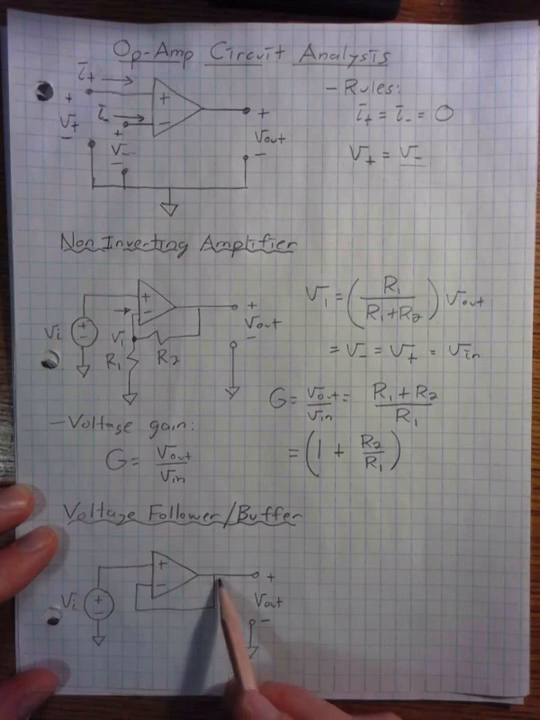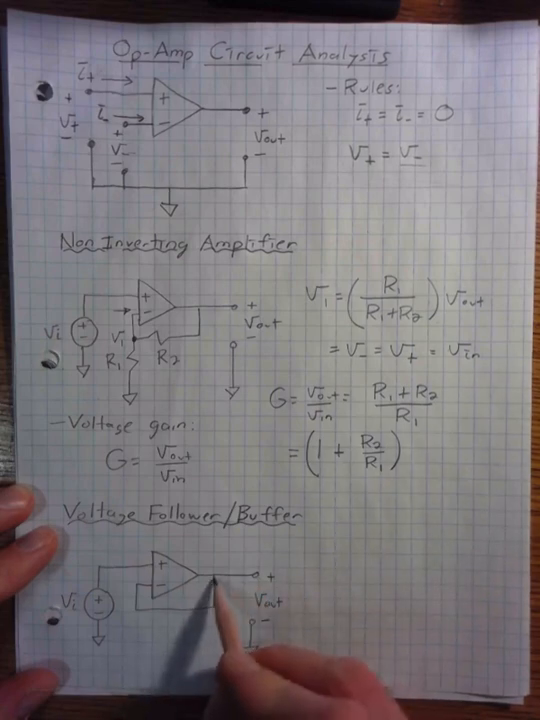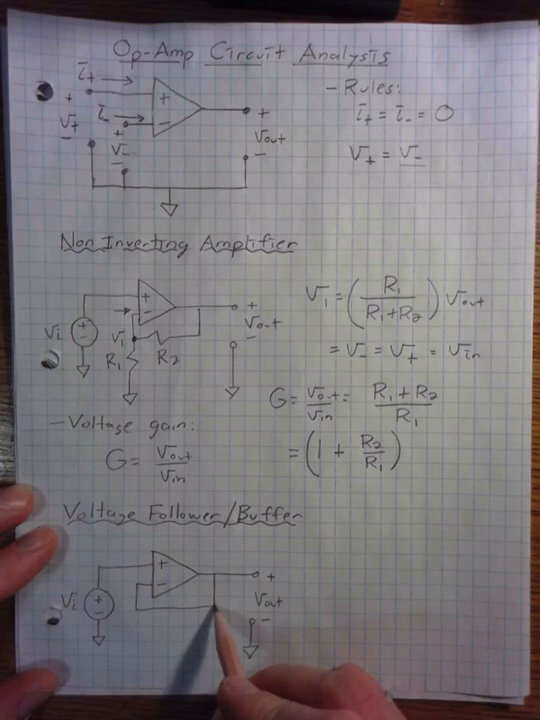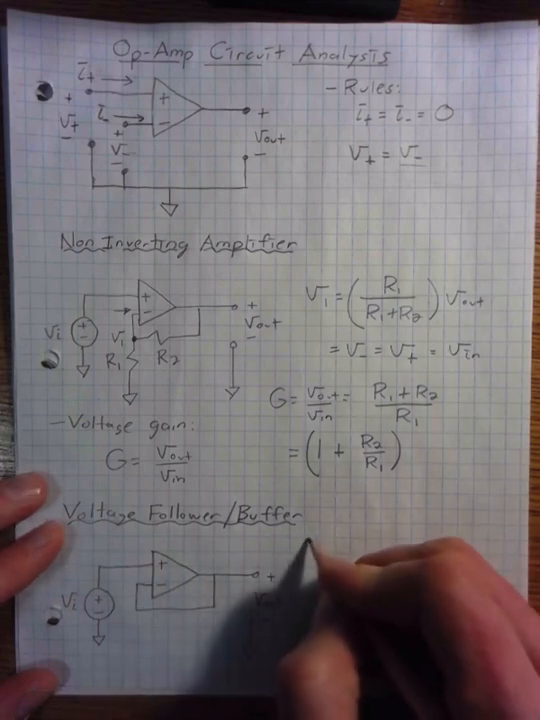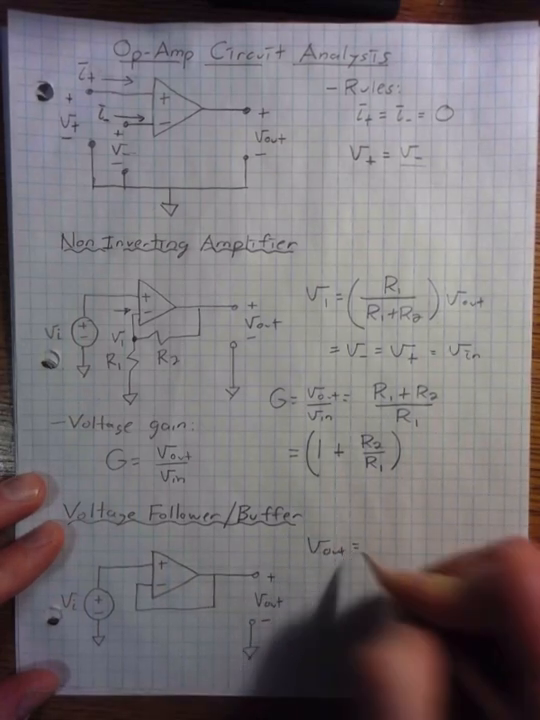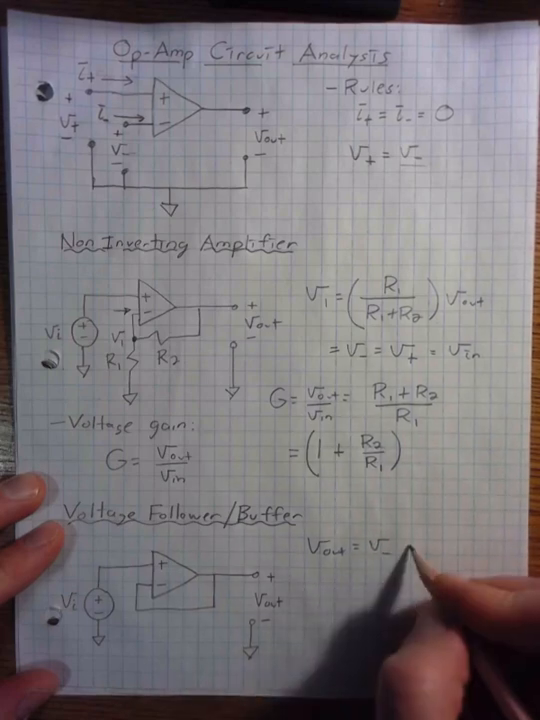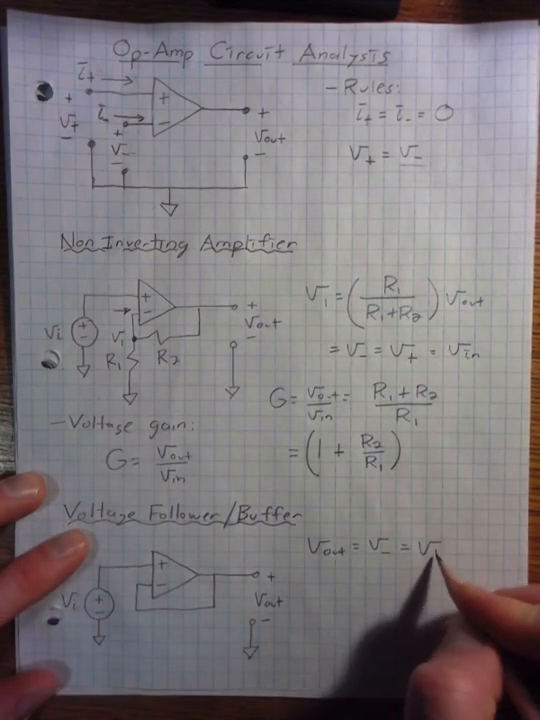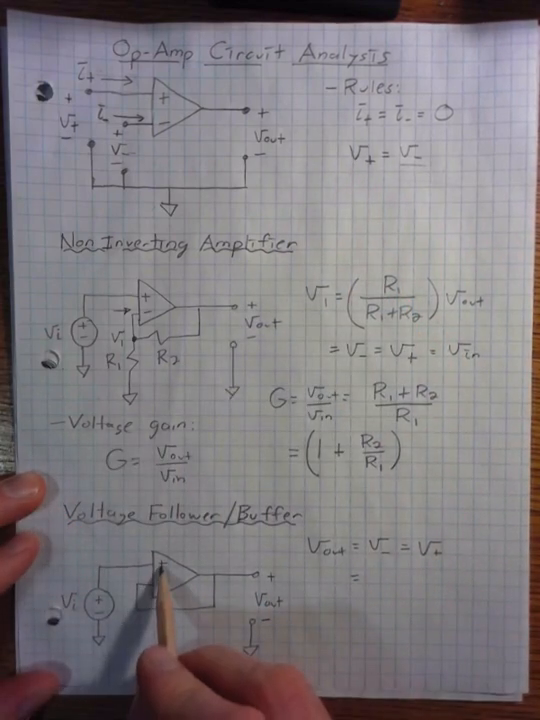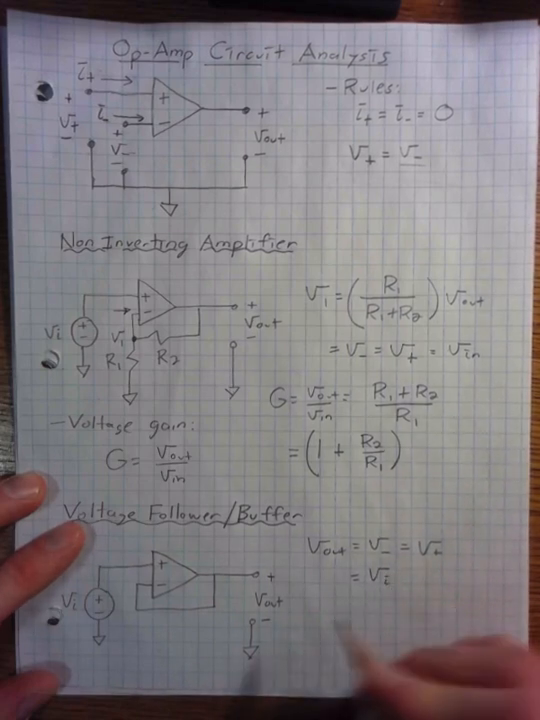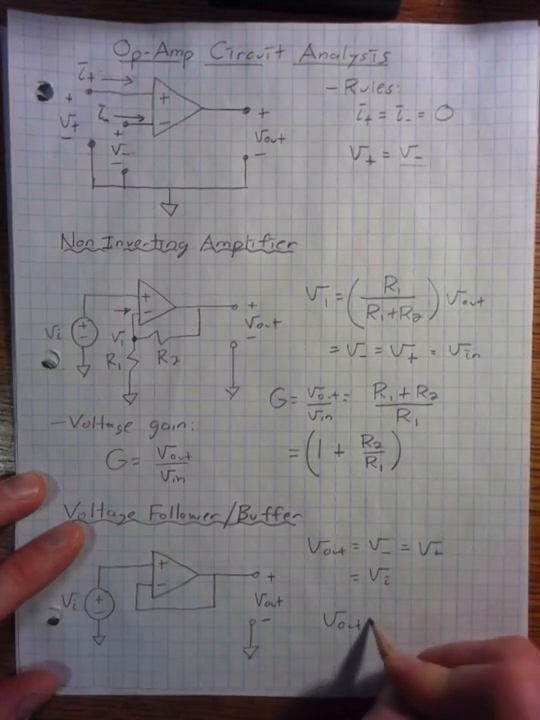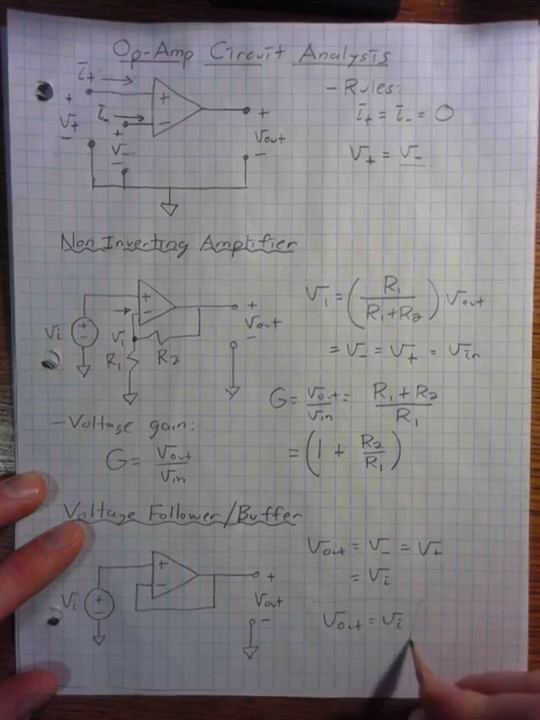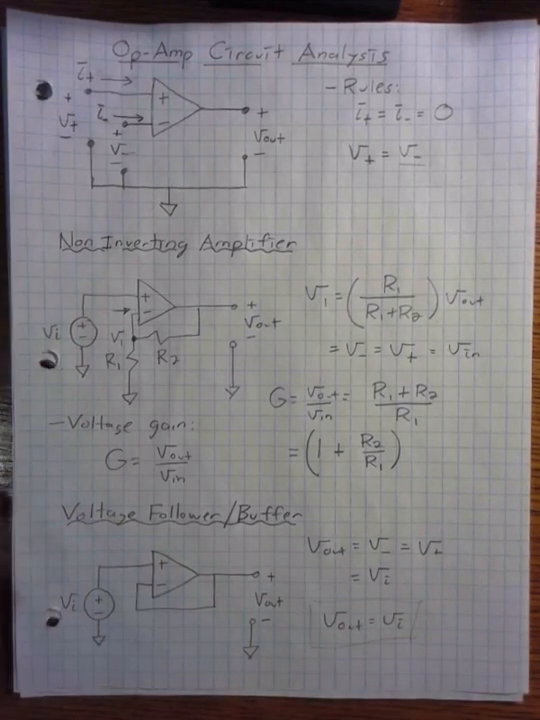And how do we analyze this? Because we've directly connected the output voltage to the negative terminal, we know that V out is equal to the voltage at the negative terminal. We know that the voltage at the negative terminal is equal to the voltage at the positive terminal. And we know that the voltage applied at the positive terminal is equal to V in. And so V out is just equal to V in. So we get no change in voltage, but we get a superior ability to drive more current into our load.